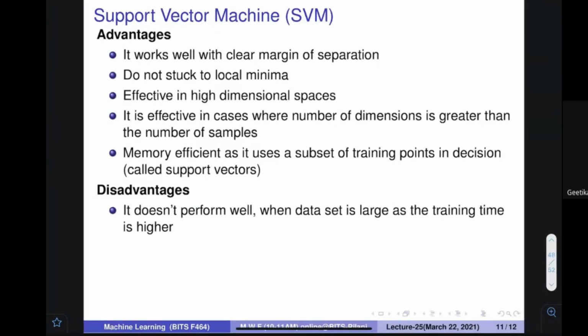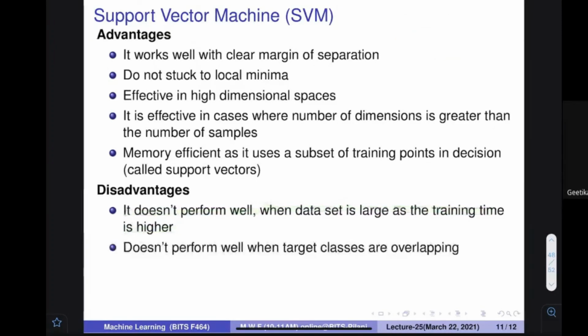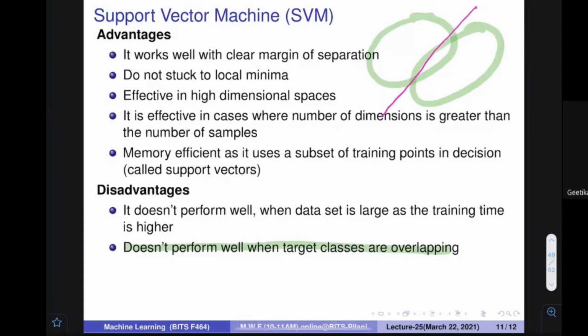There are a few disadvantages also. It does not perform well when the data set is large, as the training time is higher. As I told you, you have to solve the linear programming problem to find the parameters, and it would be very difficult if the number of training examples is large. It does not perform well when the target classes are overlapping. Definitely, because as I told you, the two classes should be separate. Then only you will be able to find the fat margin. Otherwise, if they are not separated, it will be very difficult to go ahead. What changes are needed if it is an overlapping class, we will discuss in the next class.